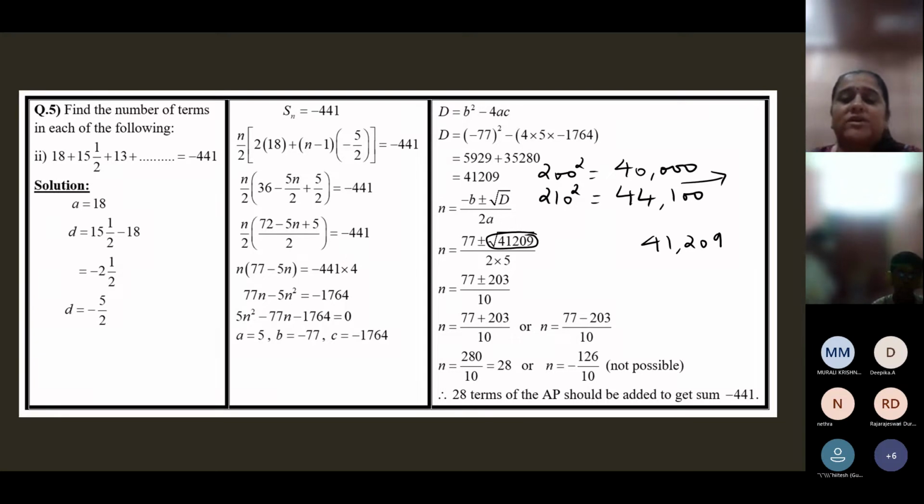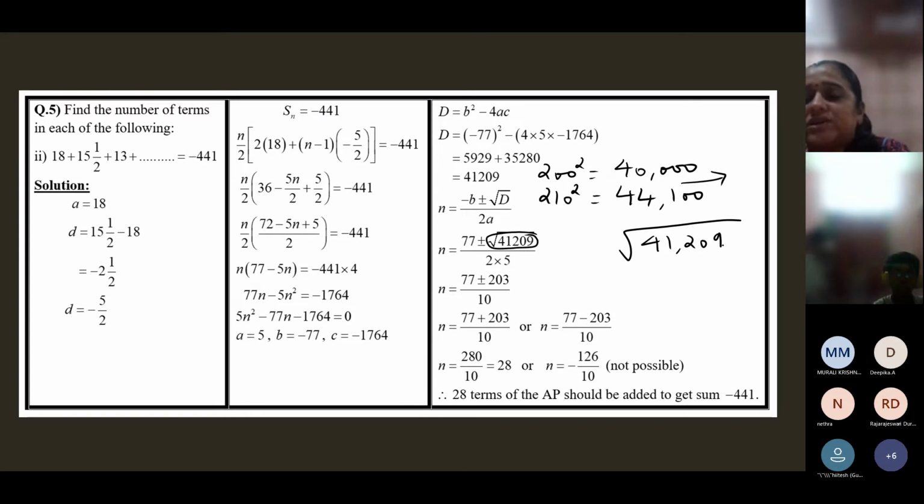So that is 200 and 210. So the square root of 41,209 should lie between 200 and 210. What are the numbers between 200 and 210? 201, 202, 203, 204, 205, 206, 207, 208, 209. These numbers lie between 200 and 210.